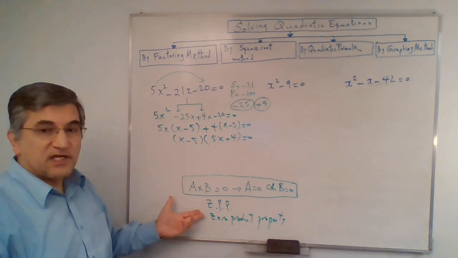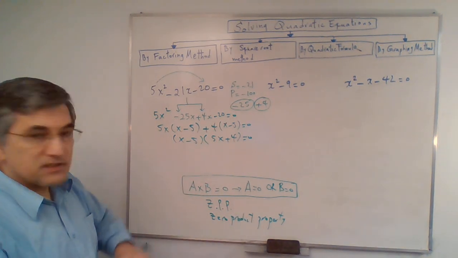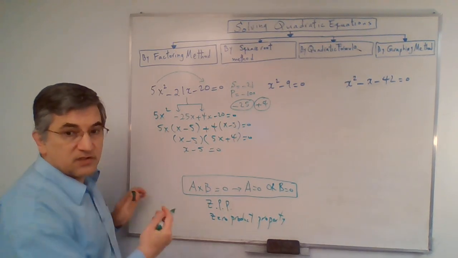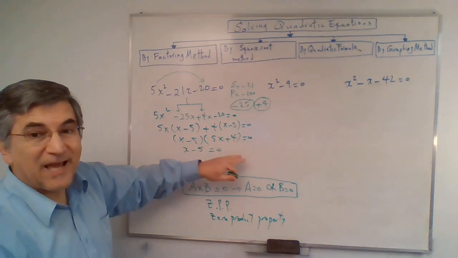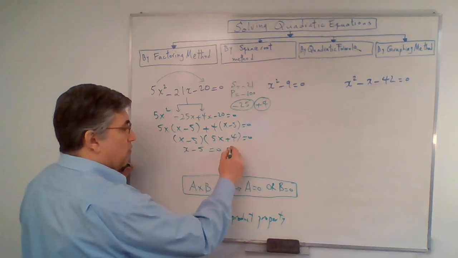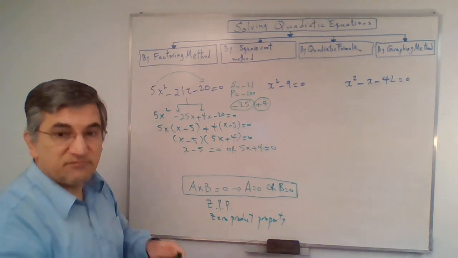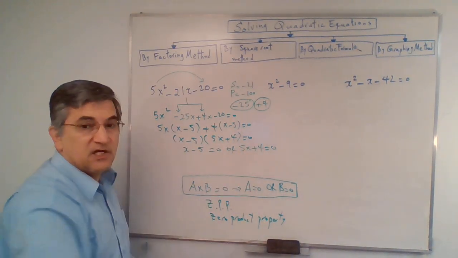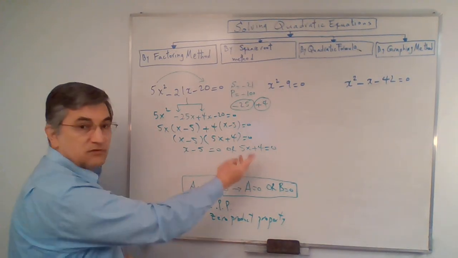That's what ZPP is all about, zero product property. So here I'm going to say either x minus 5 is equal to 0, so that 0 times 5x plus 4 has become 0. Or if that's not the case, then maybe 5x plus 4 must have been 0. And then that 0 times x minus 5 has resulted as 0 on the right-hand side of the equation. So either this or that.